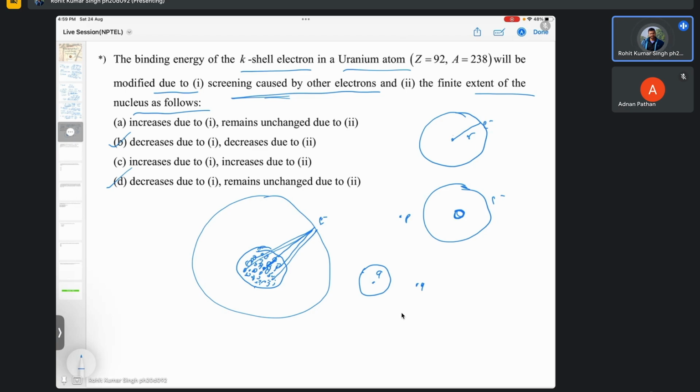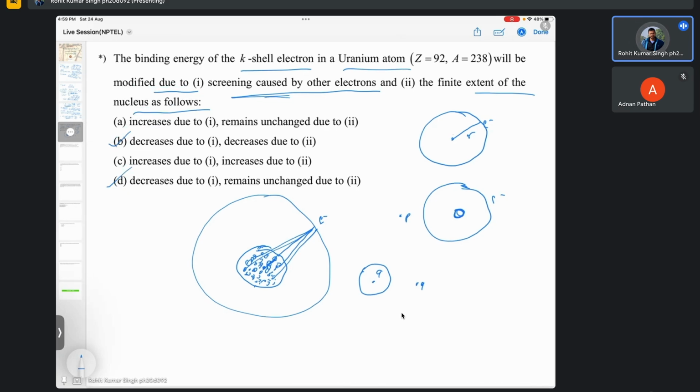If you go and read any book like Griffiths, you can pick Griffiths, there should be a problem like this, and you'll find that this force will be lower than this. So that's why the binding energy will decrease.